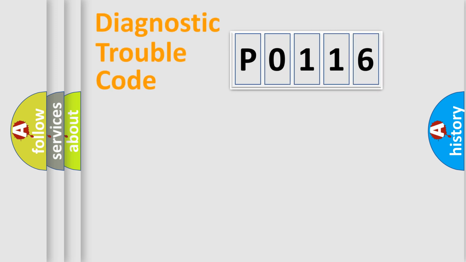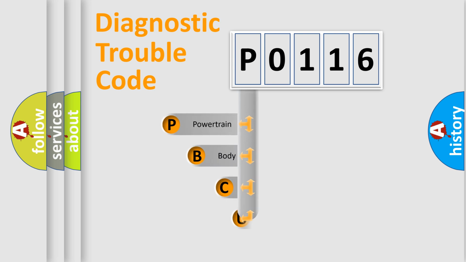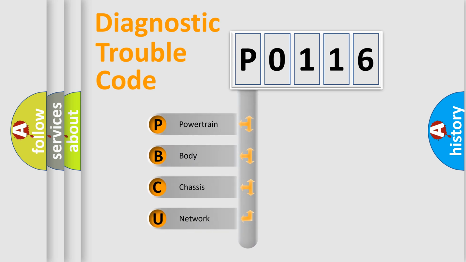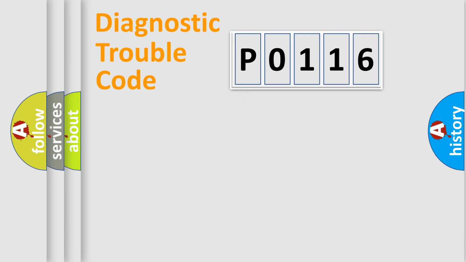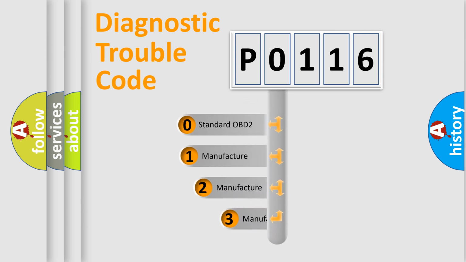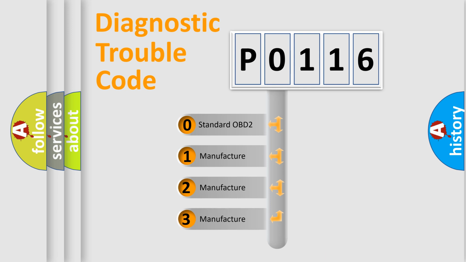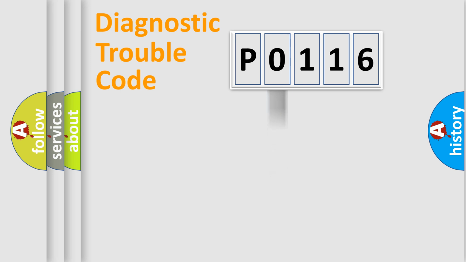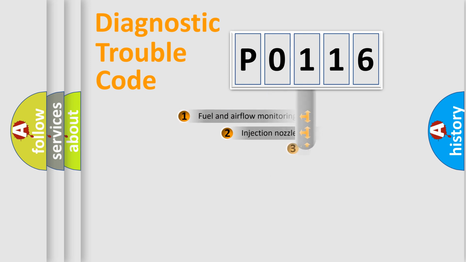Let's do this. First, let's look at the history of diagnostic fault code composition according to the OBD2 protocol, which is unified for all automakers since 2000. We divide the electric system of the automobile into four basic units: powertrain, body, chassis, network. This distribution is defined in the first character of the code. If the second character is 0, it is a standardized error. In the case of numbers 1, 2, 3, it is a more specific expression of a car-specific error.